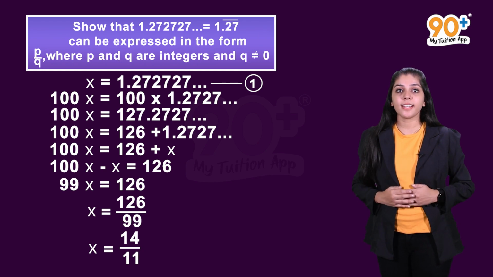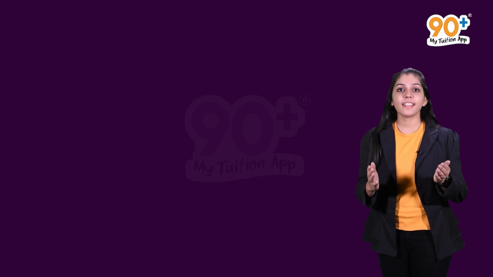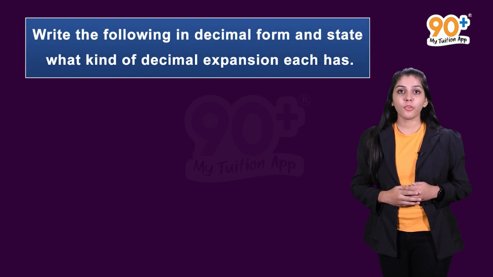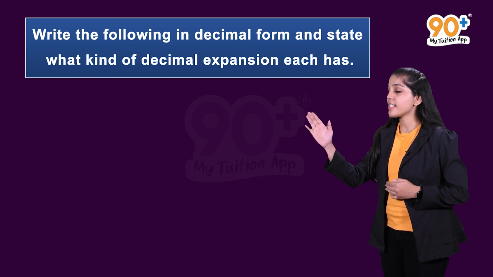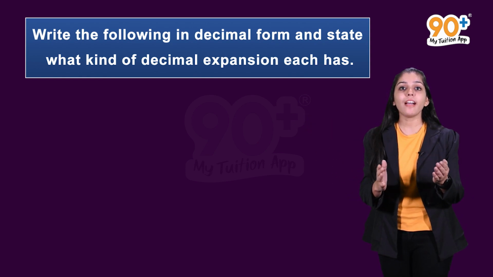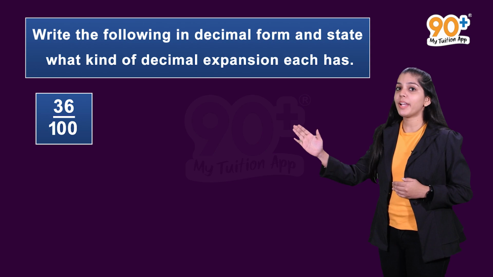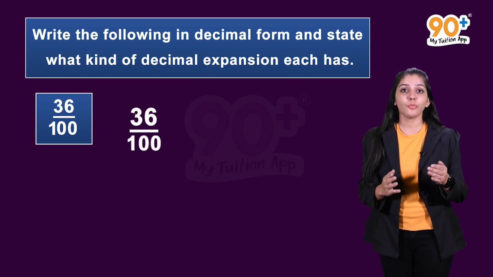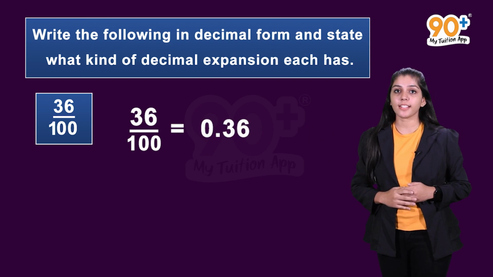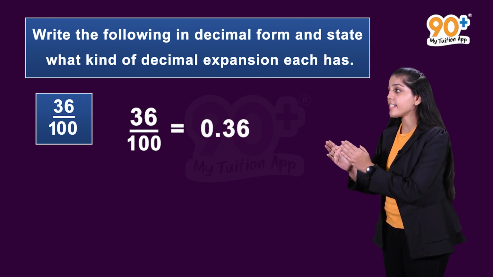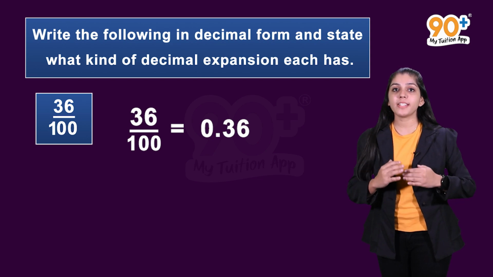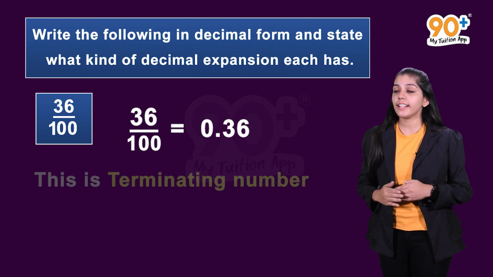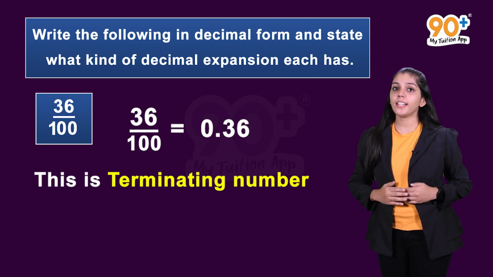Now this is a rational number. Let's discuss some more examples. Write the following in decimal form and state what kind of decimal expansion it is. We have the first one, 36 by 100. Students, let's divide 36 by 100. We get 0.36. Observe that after the decimal point, only two numbers are there. They are 3 and 6. So we can clearly say that this is a terminating number.